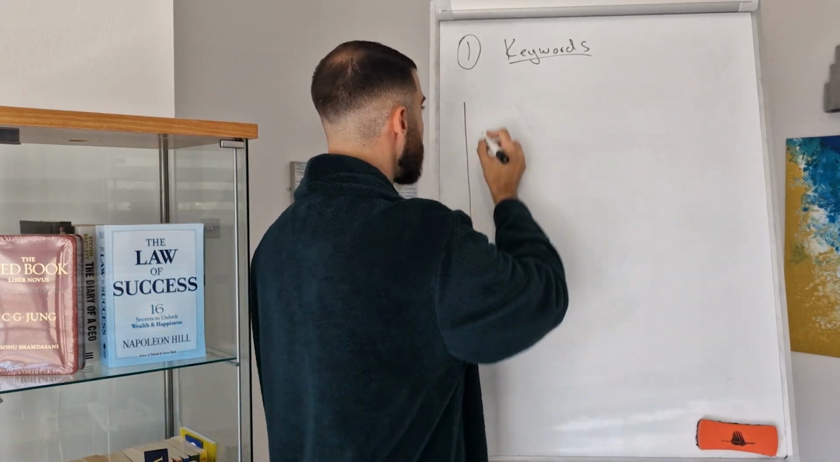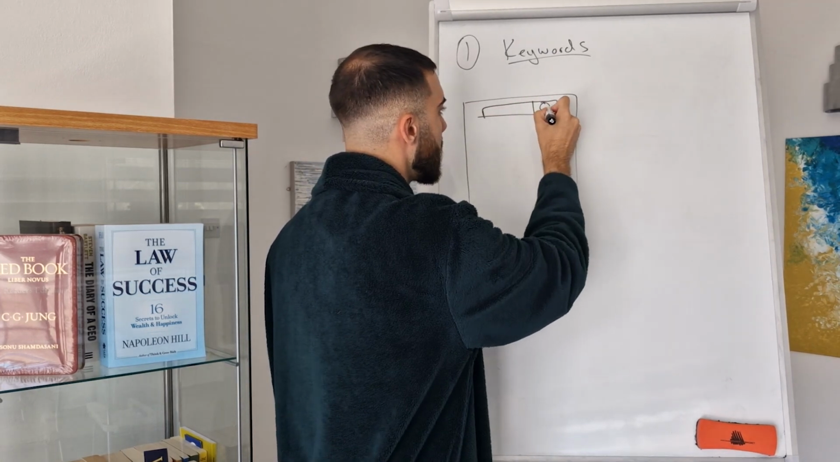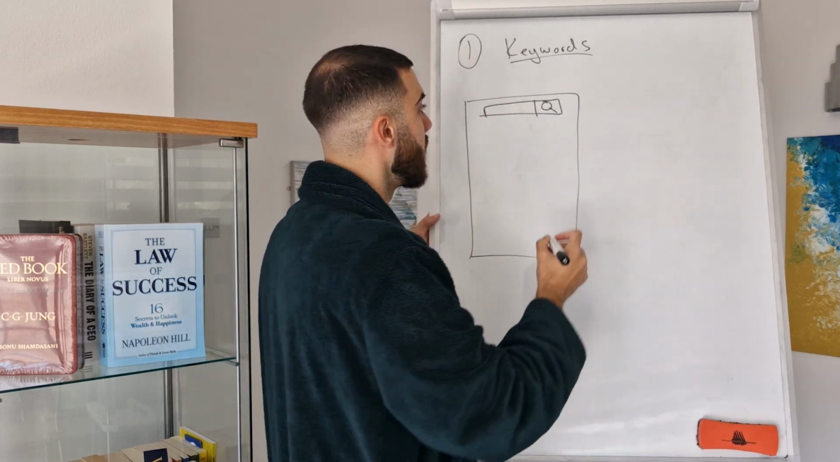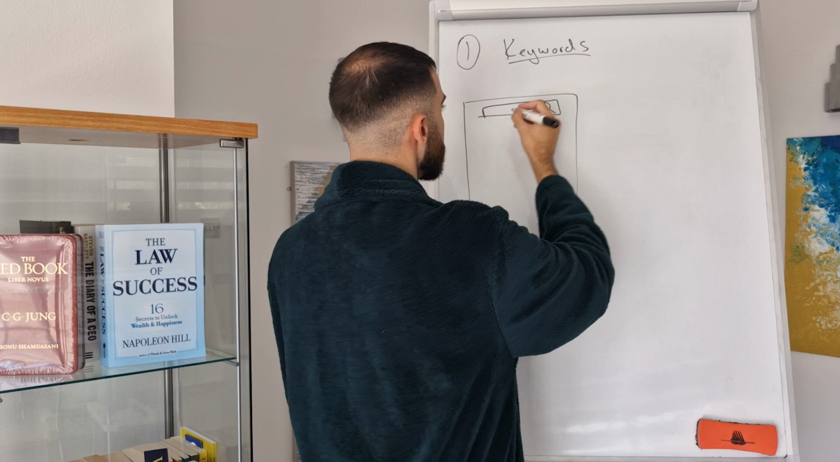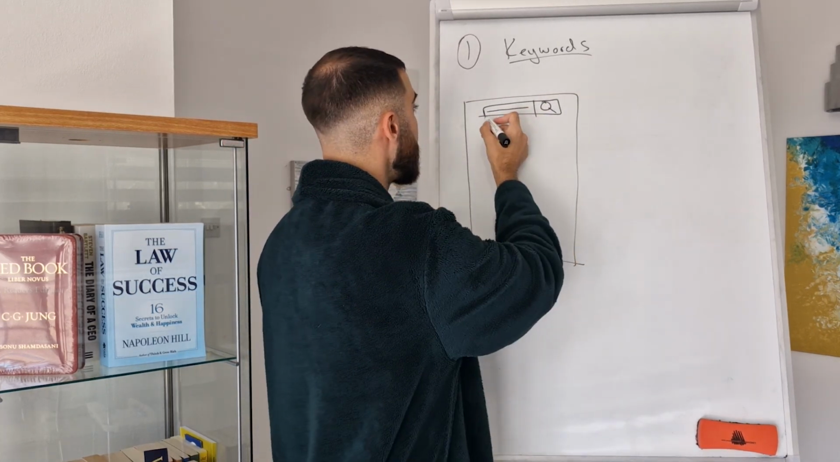Because here's what you want to do. You're going to go on Amazon. This is Amazon. And there's going to be a search bar right here. You know it's a search bar because of this magnifying glass. And you're going to type in here your main keyword. Let's say it's chair yoga for seniors. I'm going to type in chair yoga for seniors right here. And guess what's going to happen?